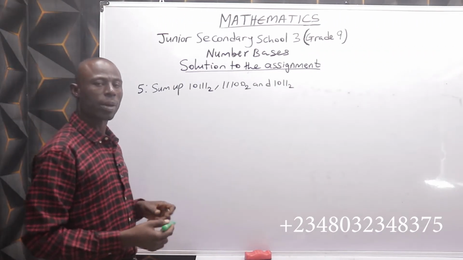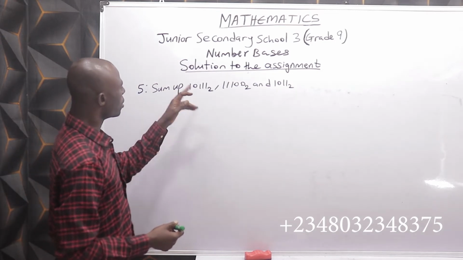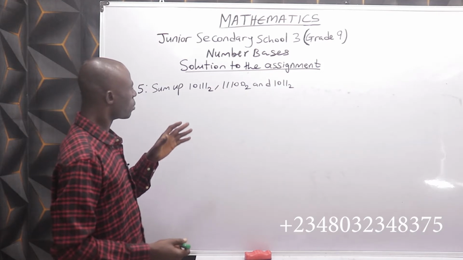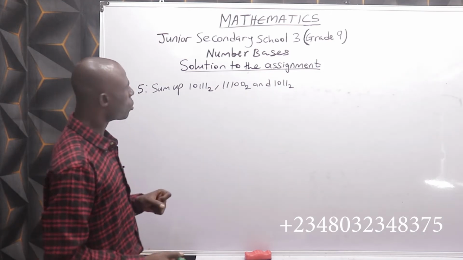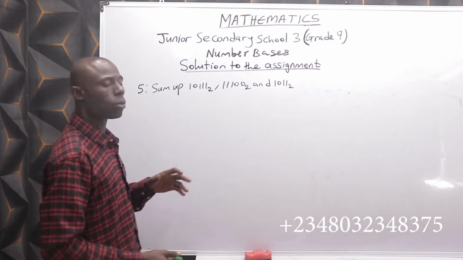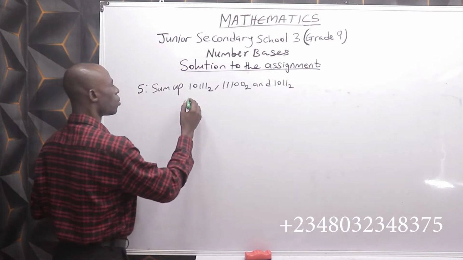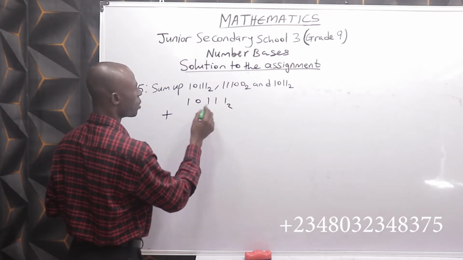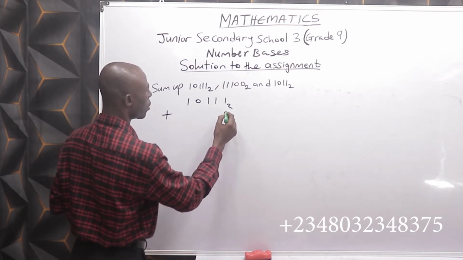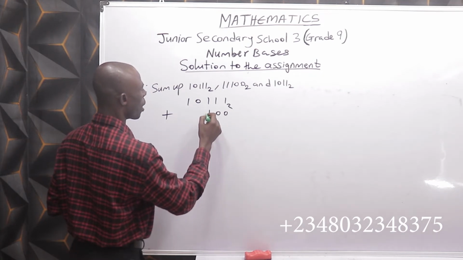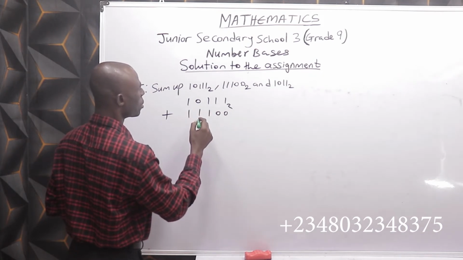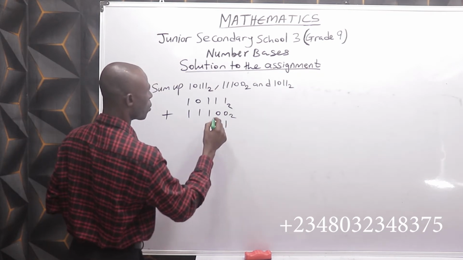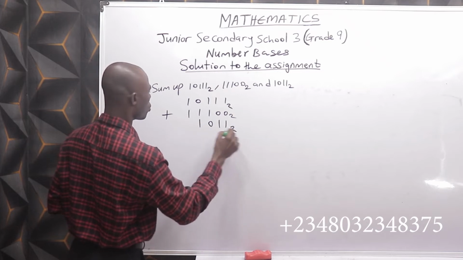Question 5 of the assignment. Sum up 10111 base 2, 11100 base 2, and 1011 base 2. We have 10111 base 2 plus 00111 base 2, then 1101 base 2.